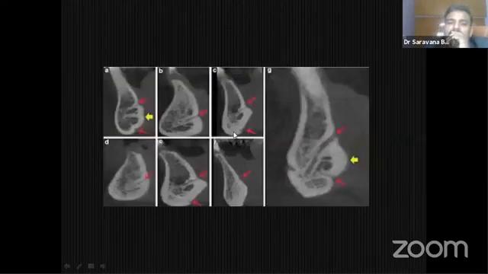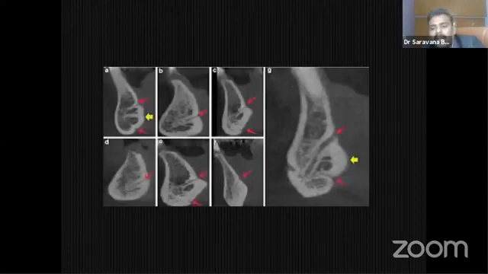How do we analyze this from the CBCT data? These are the cross sections of the mandibular anterior region. If you can see prominent vascular channels like this, you should avoid that area. This is the way to identify sublingual vascular channels in the mandibular anterior region.